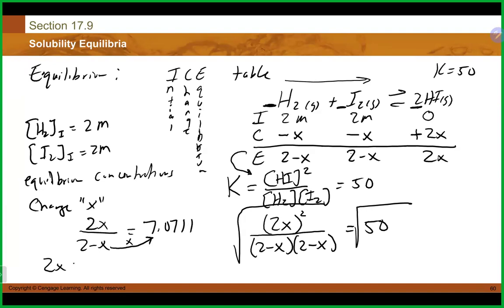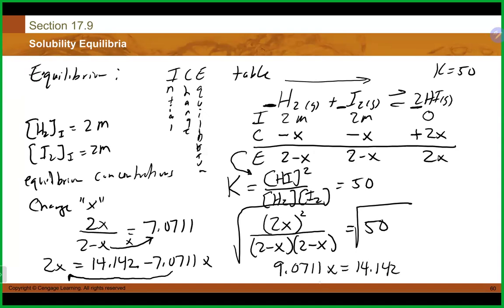We now want to solve for x, so we're going to multiply this to the other side. That will give us 2x is equal to 14.142 minus 7.0711x. I need to then add this back to the other side to combine my x's together. And if I do that, that will give me 9.0711x equals 14.142. Lastly, to solve for x, I'm going to divide this to the other side, and that will get me an x value here of 1.56.